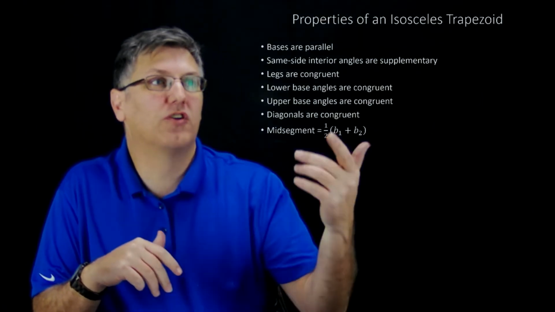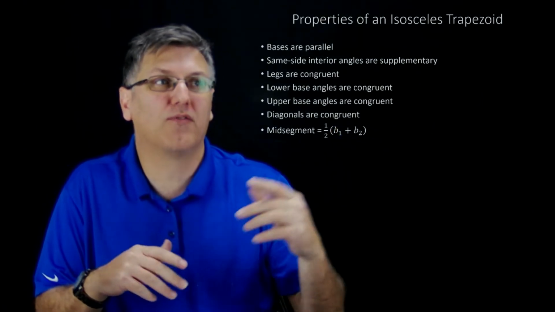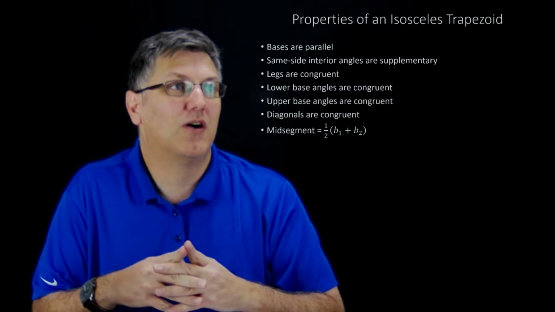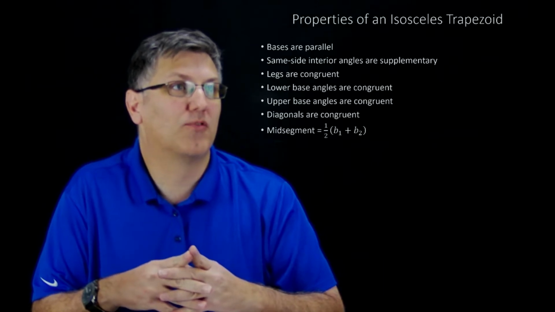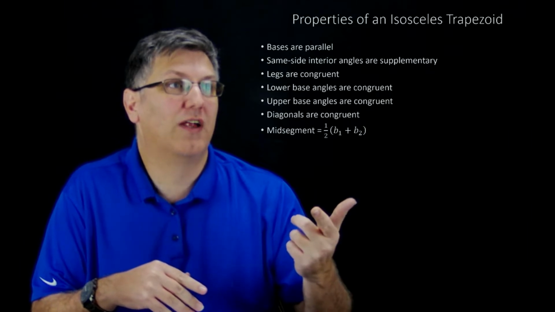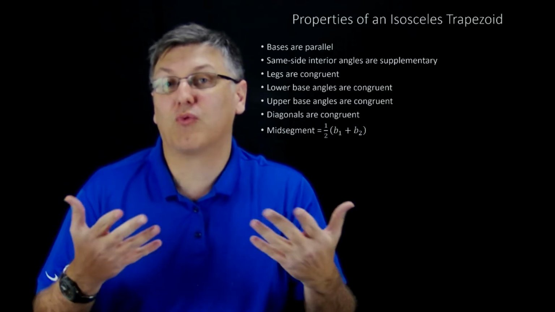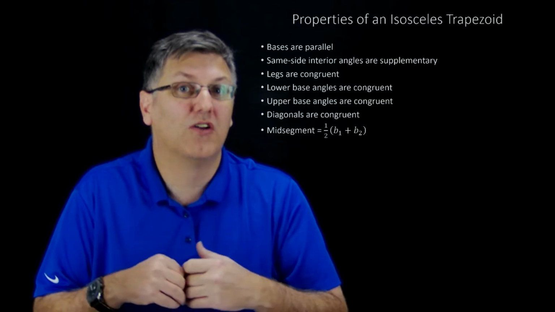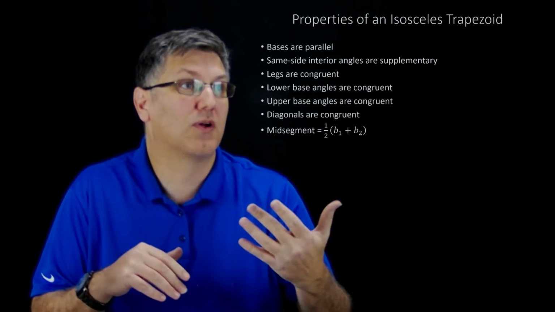All right, so you can see that there's quite a bit of a list of properties here for the isosceles trapezoid. Of course, our bases are parallel. The same side interior angles are supplementary. That's still just regular parts of trapezoids. Nothing special there. But now here's where the special parts come in.